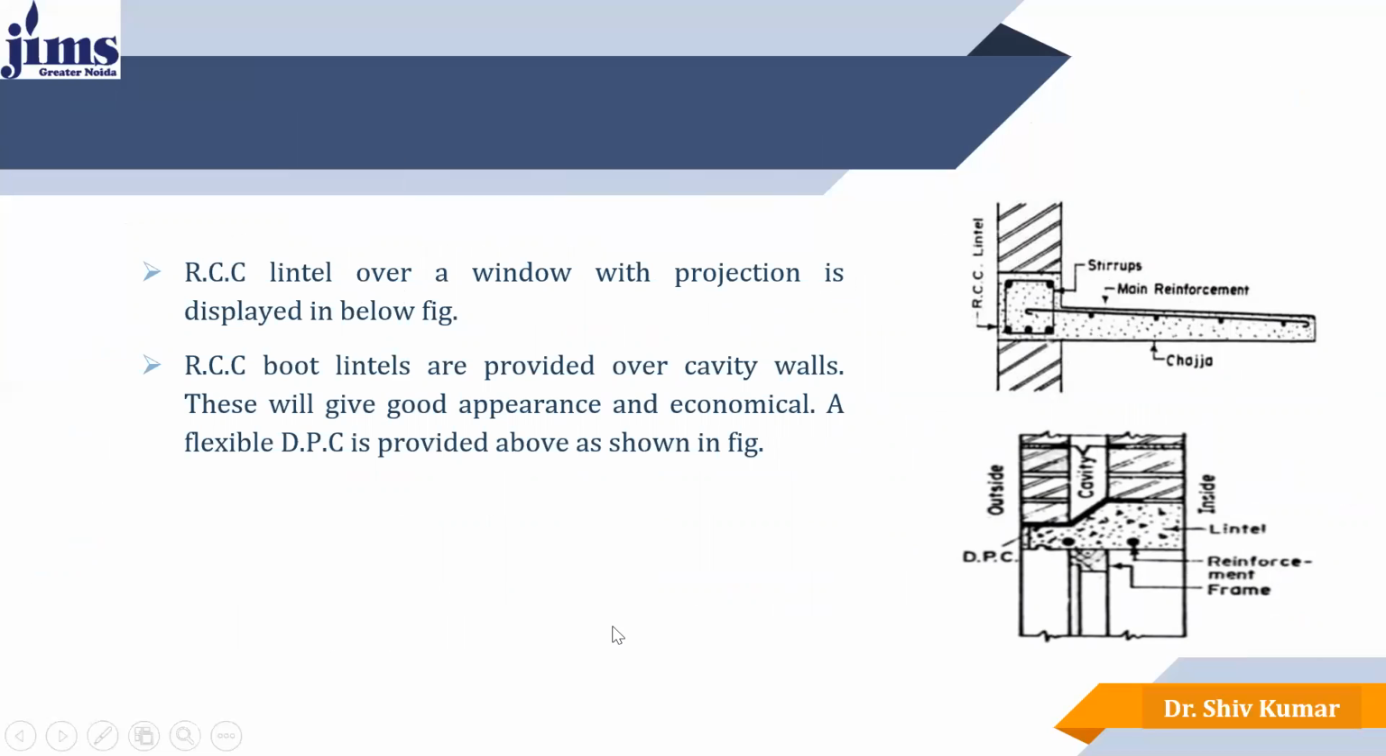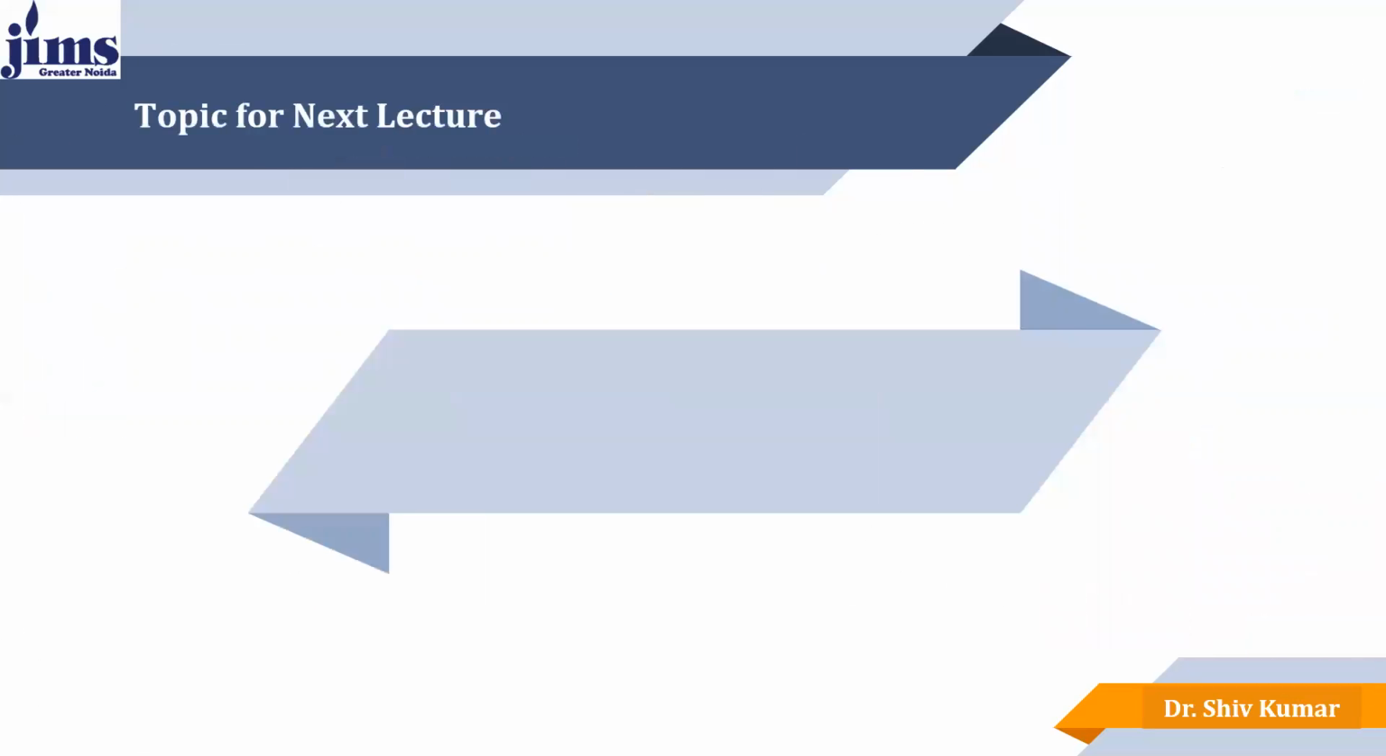RCC groove lintels are provided over the cavity walls. These will give good appearance and are economical. A flexible TPC is provided above as shown in the figure. So here you can see that the lintel is provided in between the cavity wall. This is the first leaf and the other leaf. So in between that we have provided the lintel, which works as a TPC on the outside of the wall. So this is all about the stairs and lintel.